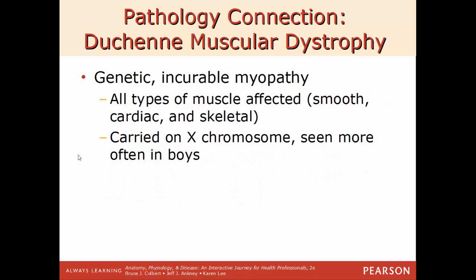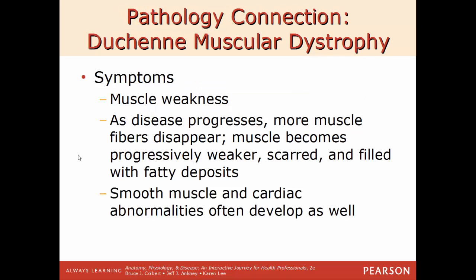Now, this condition will affect all types of muscles, not just skeletal, but can affect cardiac or smooth or skeletal. This genetic disorder is found on the X chromosome, so will be seen more often in boys. Some common symptoms of Duchenne MD: muscle weakness. As the disease progresses, more muscle fibers will be broken down and will start to disappear.